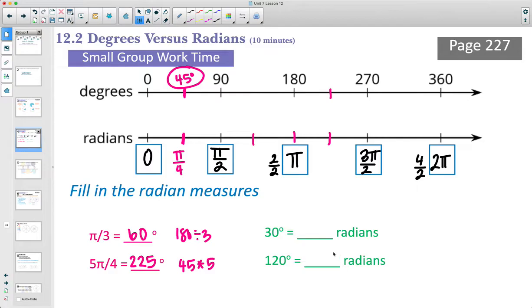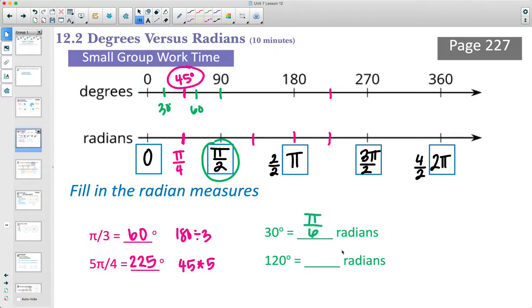Degrees to radians, so 30 degrees, where would 30 degrees fall on here? So 30 degrees would be here. It's actually 1/3 of 90, right? 30, 60, 90. Okay, so it's 1/3 of that. So you could think of 1/3 of pi over 2. Okay, or dividing pi over 2 by 3, splitting pi over 2 into 3 parts, which would be pi over 6.